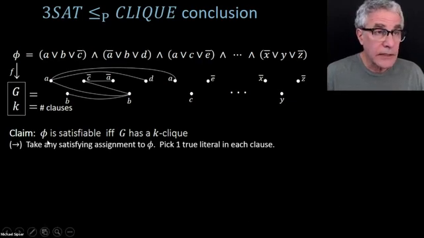So let's say phi is satisfiable, so it has some assignment. Let's take that satisfying assignment. And remember that any satisfying assignment to a formula in CNF makes at least one literal true in every clause.